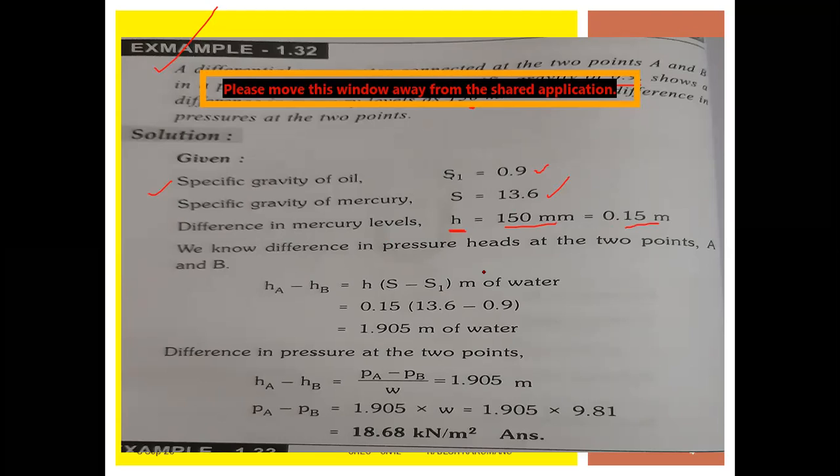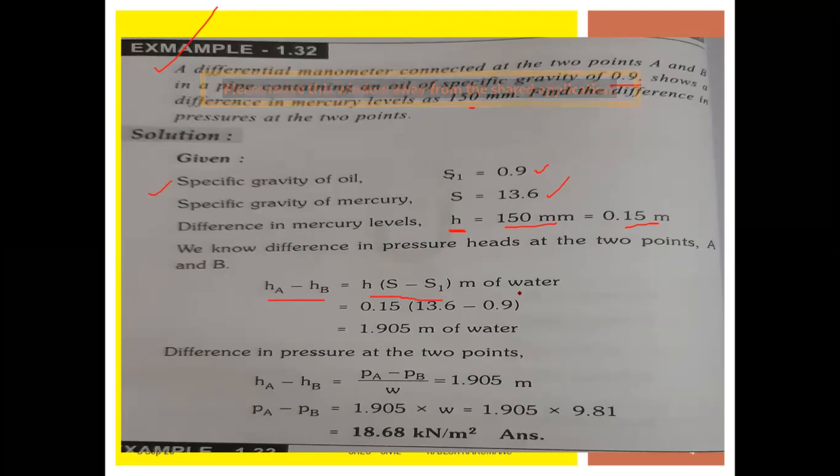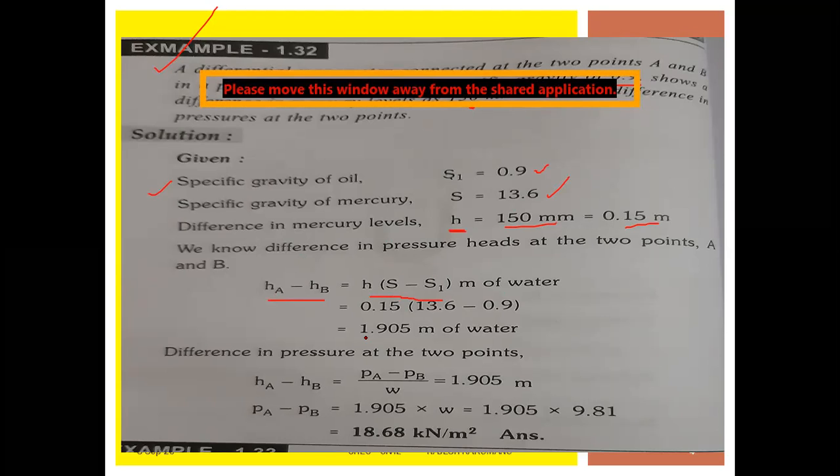Now the pressure difference at the two points A and B: hA minus hB is equal to h of (S minus S1) meters of water. Now apply these values: 0.15 meter into (13.6 minus 0.9), which equals 1.905 meters of water.